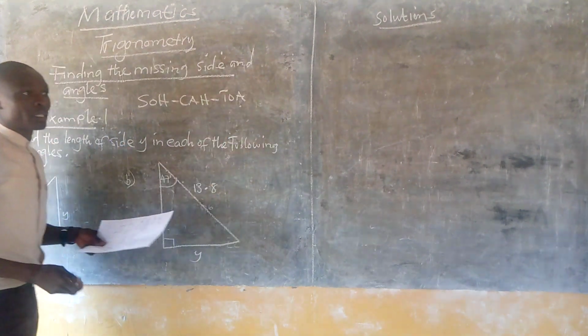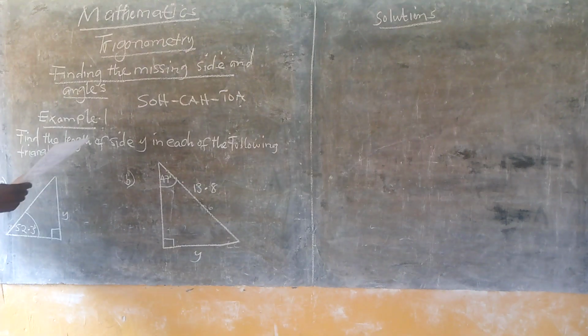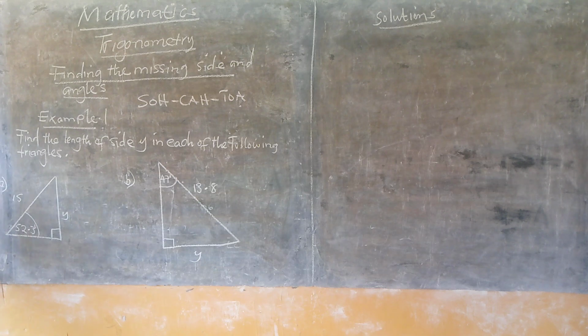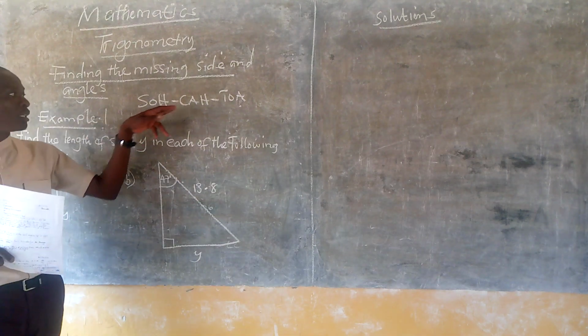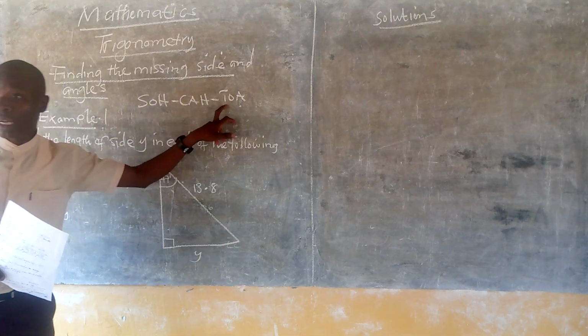This term SOHCAHTOA is going to help you draft the three ratios. S stands for sine, C for cosine, T and then tan.